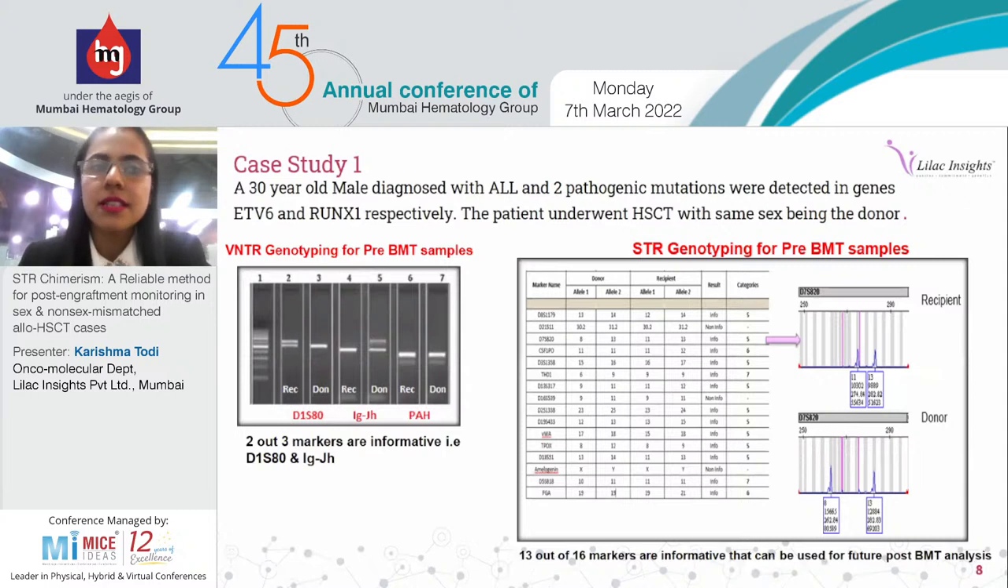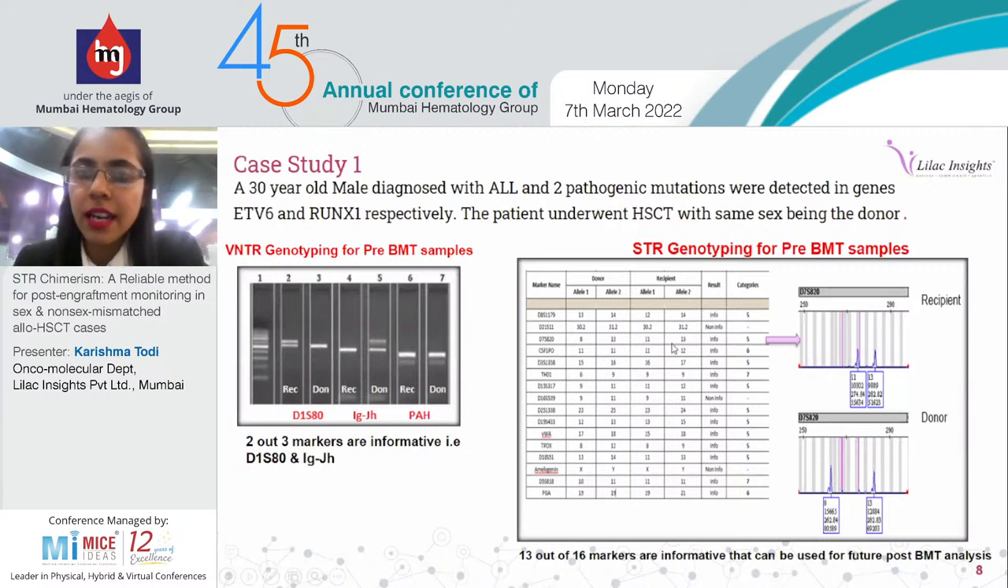Now, to justify these things, we have done a few case studies, out of which I'm going to present the first case study. That is of a 30-year-old male who was diagnosed with ALL, and had 2 pathogenic mutations in ETV6 and RUNX1. The patient underwent a same-sex hematopoietic stem cell transplant. When we did pre-BMT analysis by VNTR, only 2 markers were informative, that is D1S80 and IgH. As you can see, the recipient has 2 bands and the donor has 1 band, hence this is informative. In the recipient it has a single band and in the donor it has 2 bands, so definitely it is informative, but for the PAP primer, since the genetic profile is the same, we cannot give any informativeness.